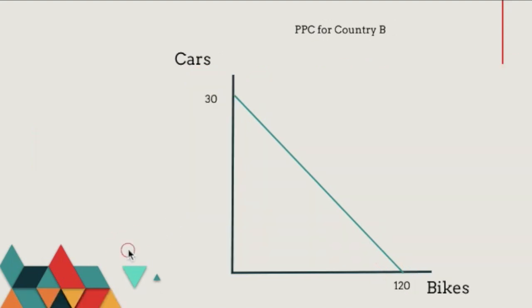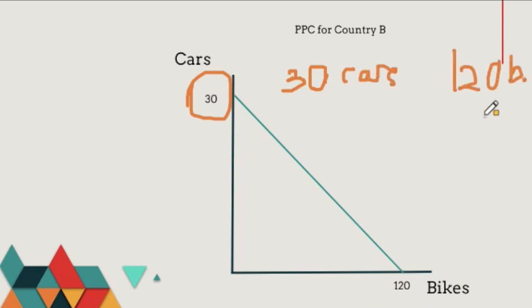Now let's look into another country with the same examples. Country B, and it also produces cars and bikes. In this case, if the country decides to only produce cars, it's going to give up 120 bikes. So the opportunity cost of producing 30 cars is 120 bikes. In this case too, the opportunity cost is constant. It's a straight line. So we can just do some math, divide both by 30 and say the opportunity cost of 1 car is going to be 4 bikes.